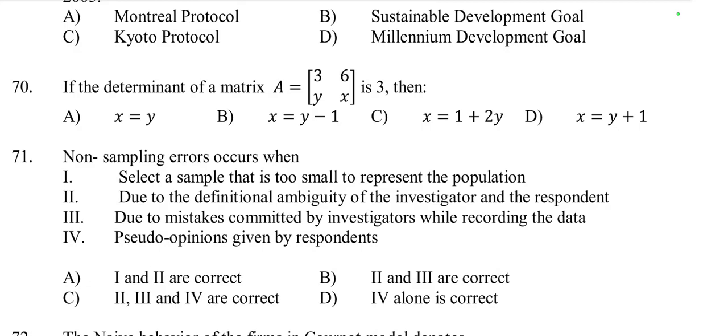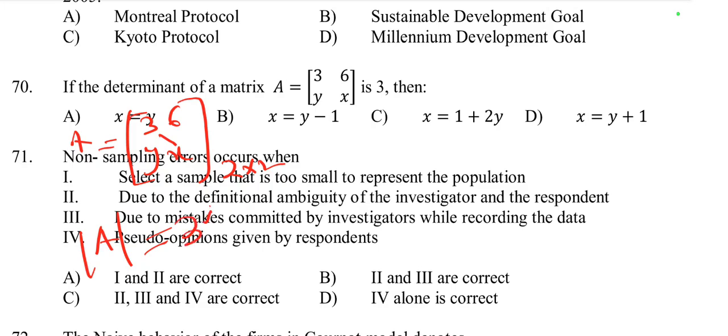Here we have to find out the value of the determinant. So A is equal to [3, 6; y, x]. Then the determinant of A, it is a 2 into 2, so we just cross multiply the values. So 3 into x minus 6 into y, cross multiply: 3x minus 6y. So A's determinant is equal to 3x minus 6y.